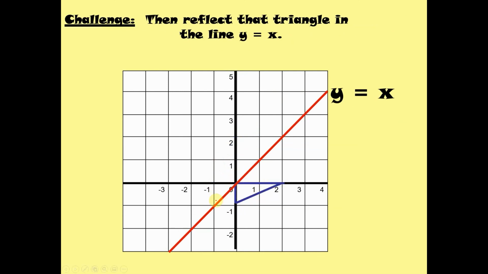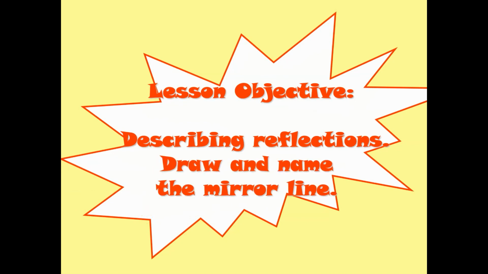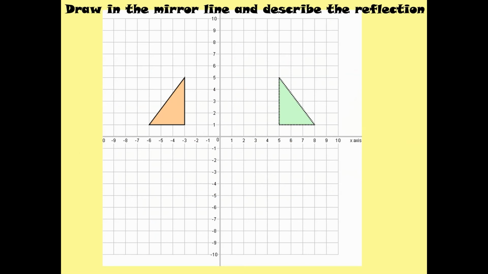Now we need also, as we did with translation, we need also to describe reflections. Okay, so we need to identify that it is a reflection, and also the line. Okay, we need to write the line. So draw and name the mirror line. So over here, draw in the mirror line and describe the reflection.